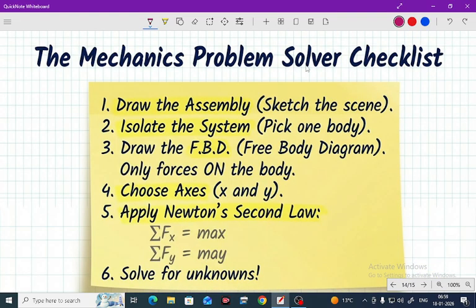The mechanics problems solving checklist. Draw the assembly, sketch the scene. Isolate the system, pick one body. Draw the FBD, free body diagram, of the forces on the body. Choose axes x and y. Apply Newton's second law: summation Fx equals max, summation Fy equals may. Solve for the unknown. This is the process to solve problems.